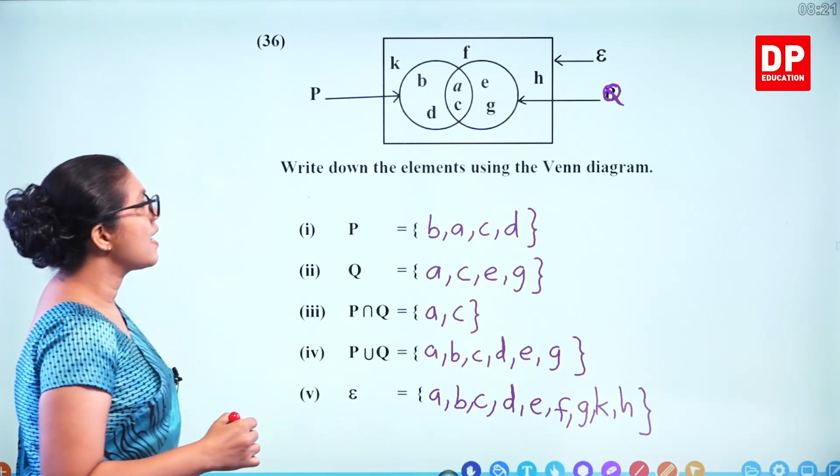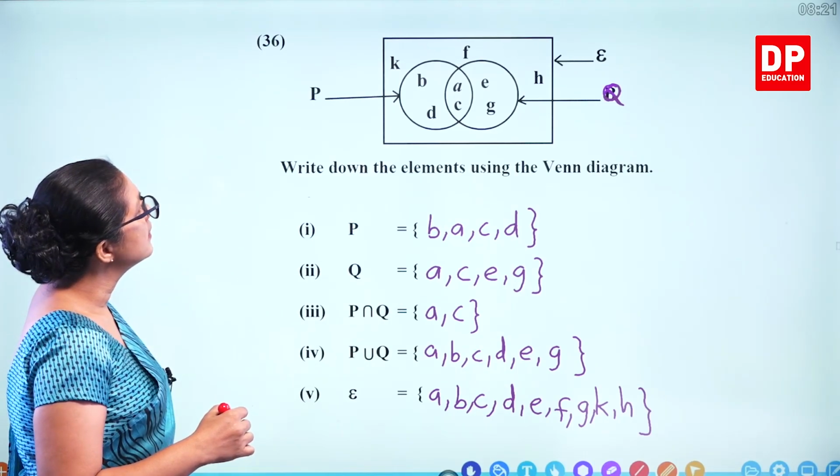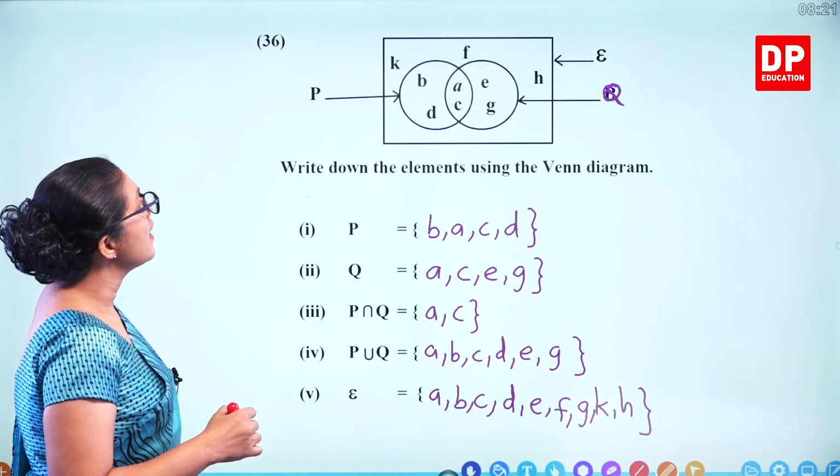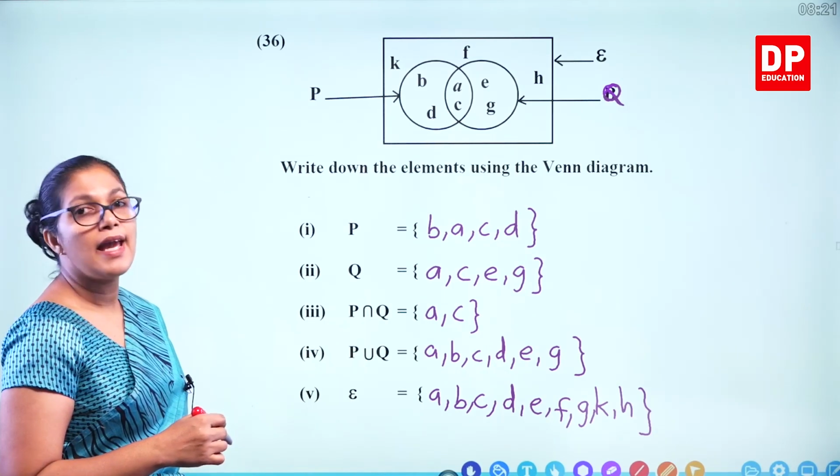So everything inside the rectangle. G, K, F, K, H.